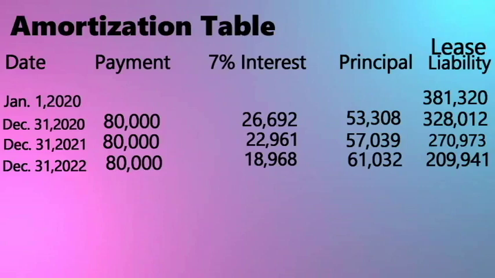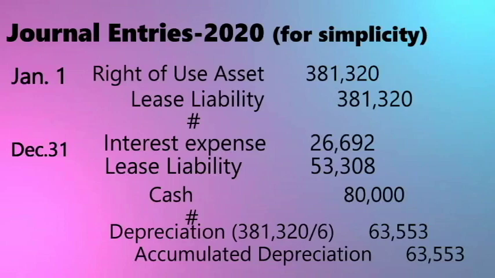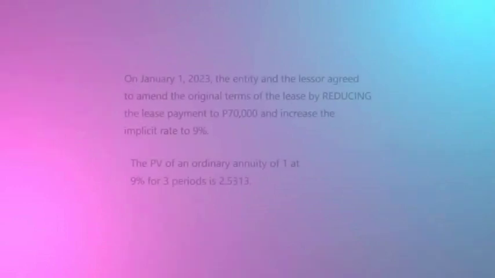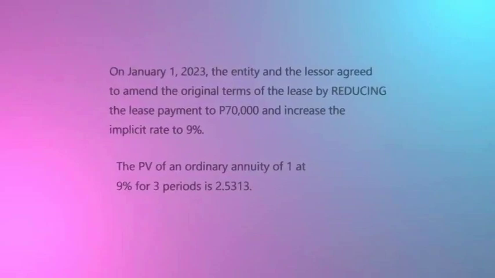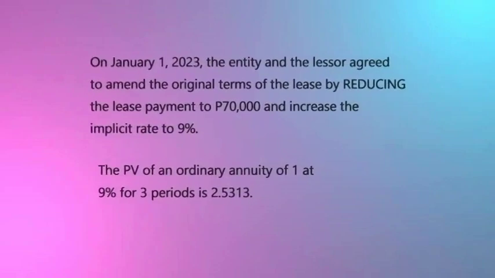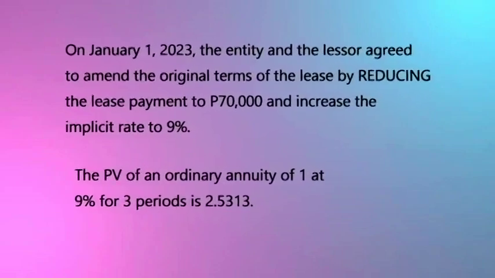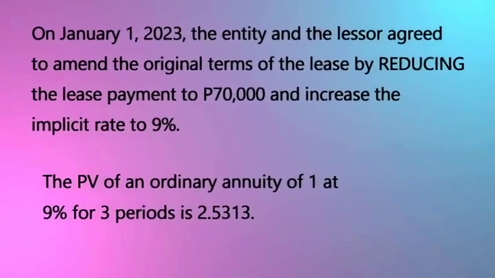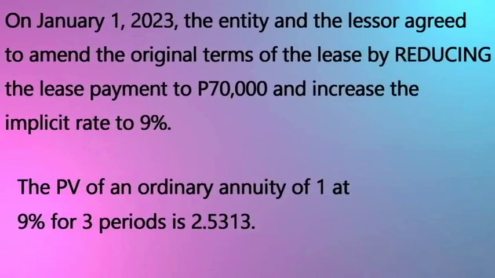Ang paggawa ng table of amortization ay kagaya lamang sa paggawa ng mga naunang problems. As usual, we will prepare journal entry for right-of-use asset, interest expense, and depreciation kagaya lamang ng ating pag-entry sa naunang problems. The problem states that on January 1, 2023, the entity and the lessor agreed to amend the original terms of the lease by reducing the lease payments to 70,000 and increasing the implicit rate to 9%.